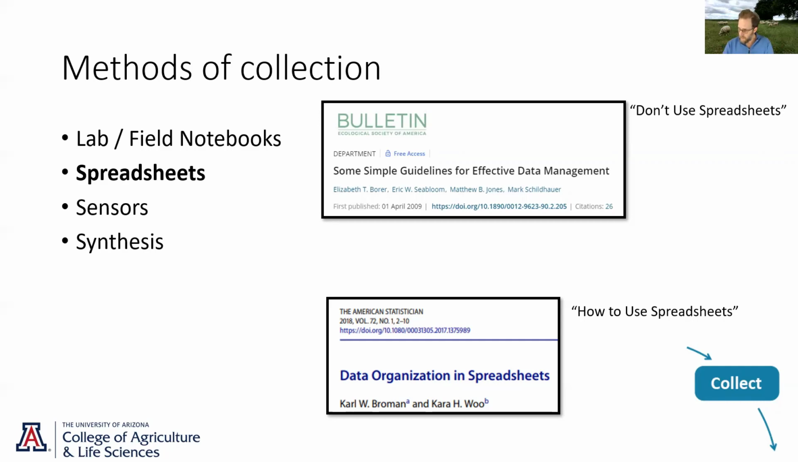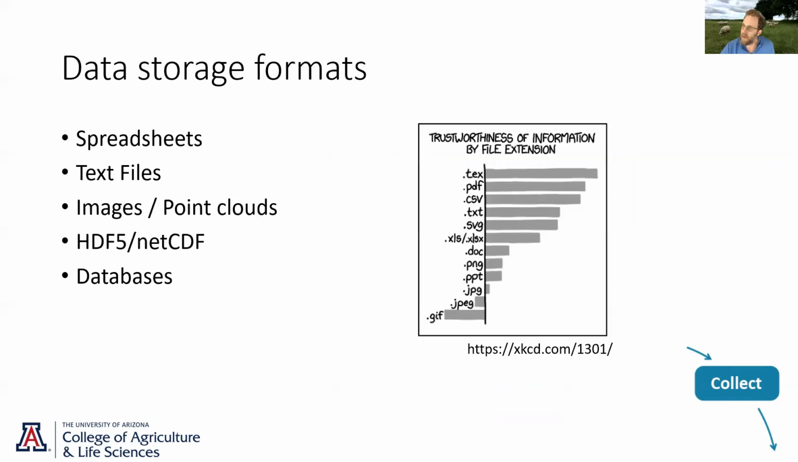So this paper, Data Organization in Spreadsheets, says this is how to use them. And so we'll go through some of these different topics. There are other types of data storage formats beyond just tables that I'm going to focus a lot of the next few slides on. As I've mentioned, I'll talk a little bit later about images, point clouds, and HDF5/NetCDF data, which have a lot of great value.